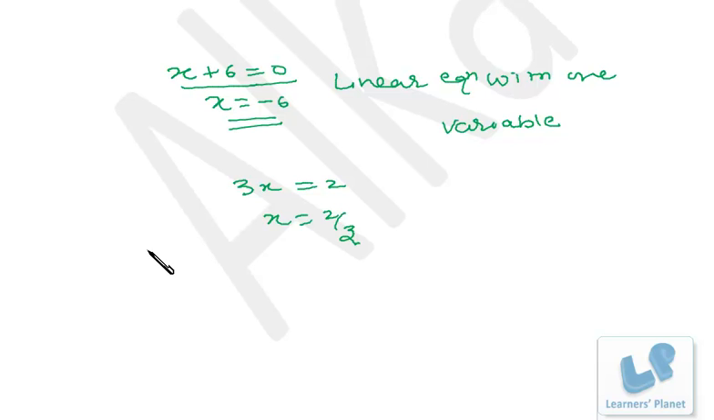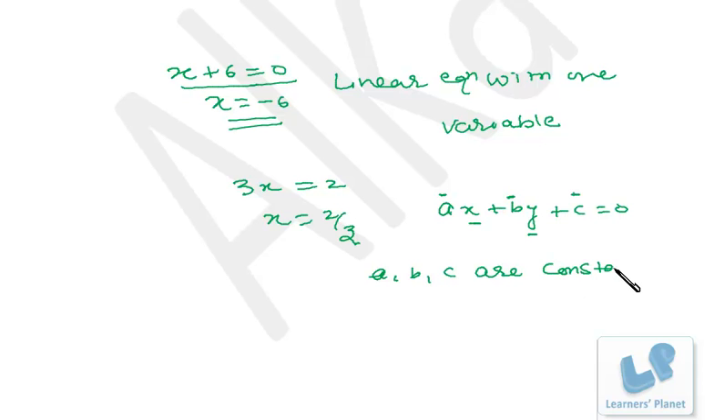Now, if we introduce two variables, the linear equation format will be, for example, ax plus by plus c is equal to 0. Here x and y are variables and a, b, c are constants. Right? Now various values of x and y will be there which will satisfy this equation, right?